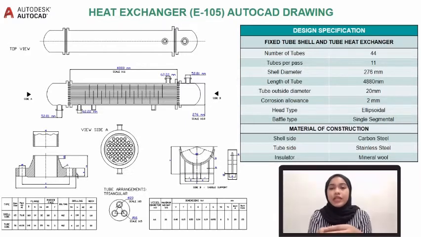The corrosion allowance taken into consideration is 2 mm in this calculation. The head type of the heat exchanger is ellipsoidal head, and the baffle type is single segmental baffles. As for the material of construction, carbon steel is used to construct the shell side of the heat exchanger. Meanwhile, stainless steel is used to construct the tube side. And the material for the insulation is mineral wool.